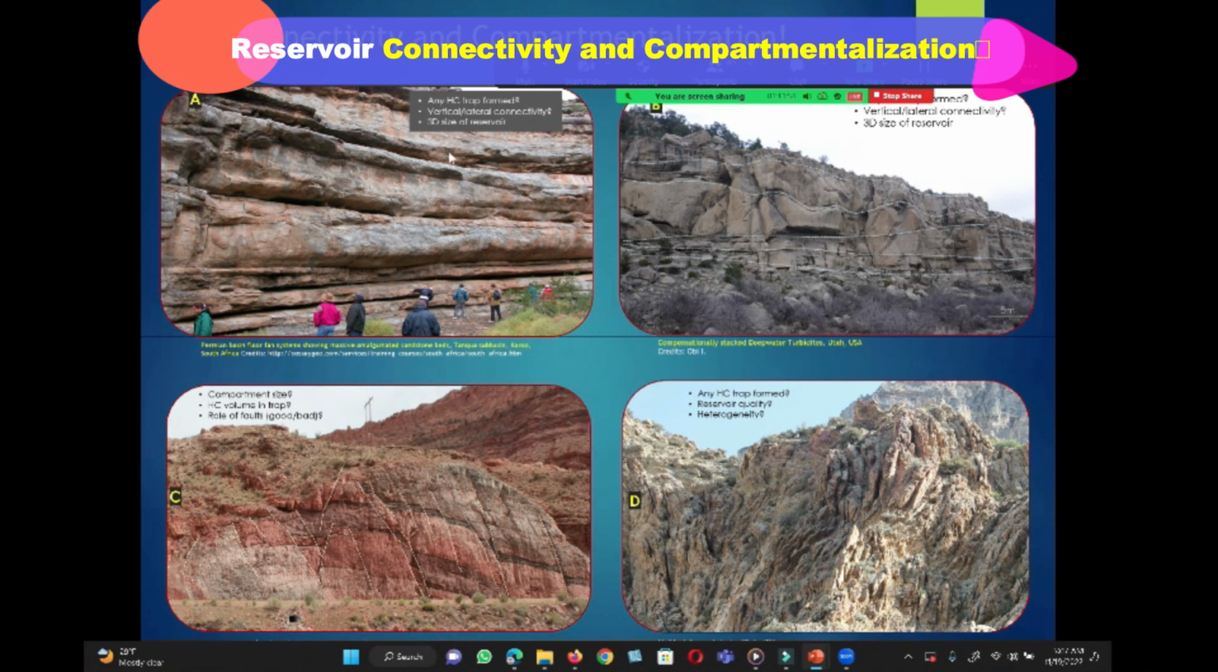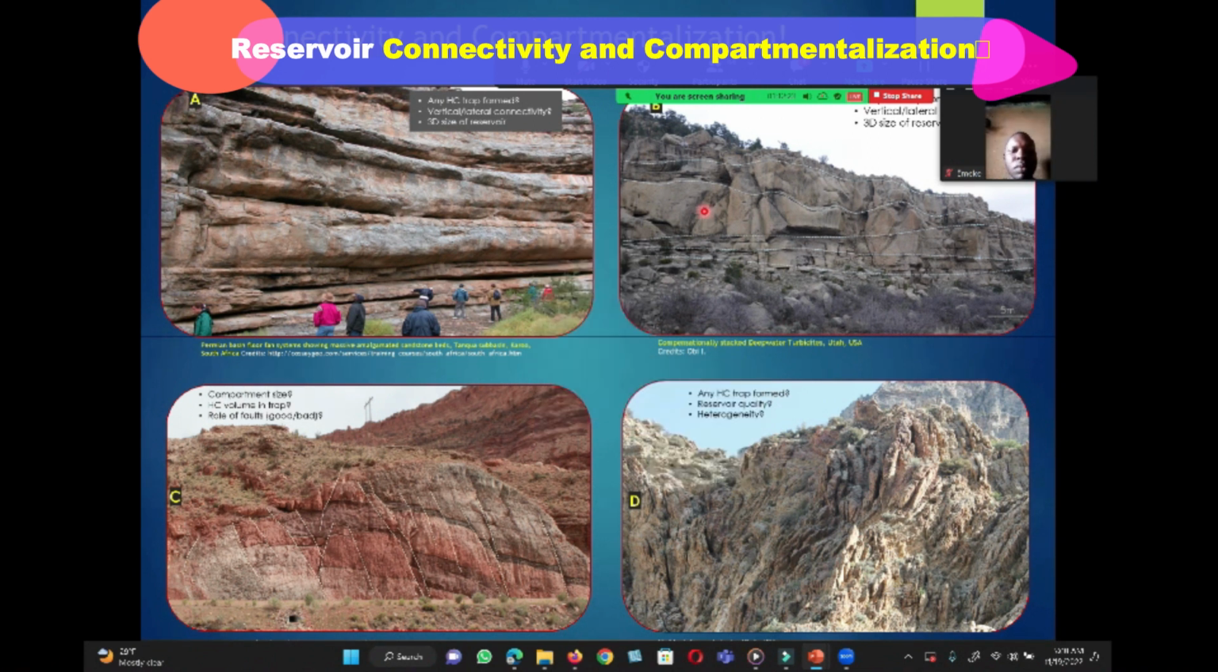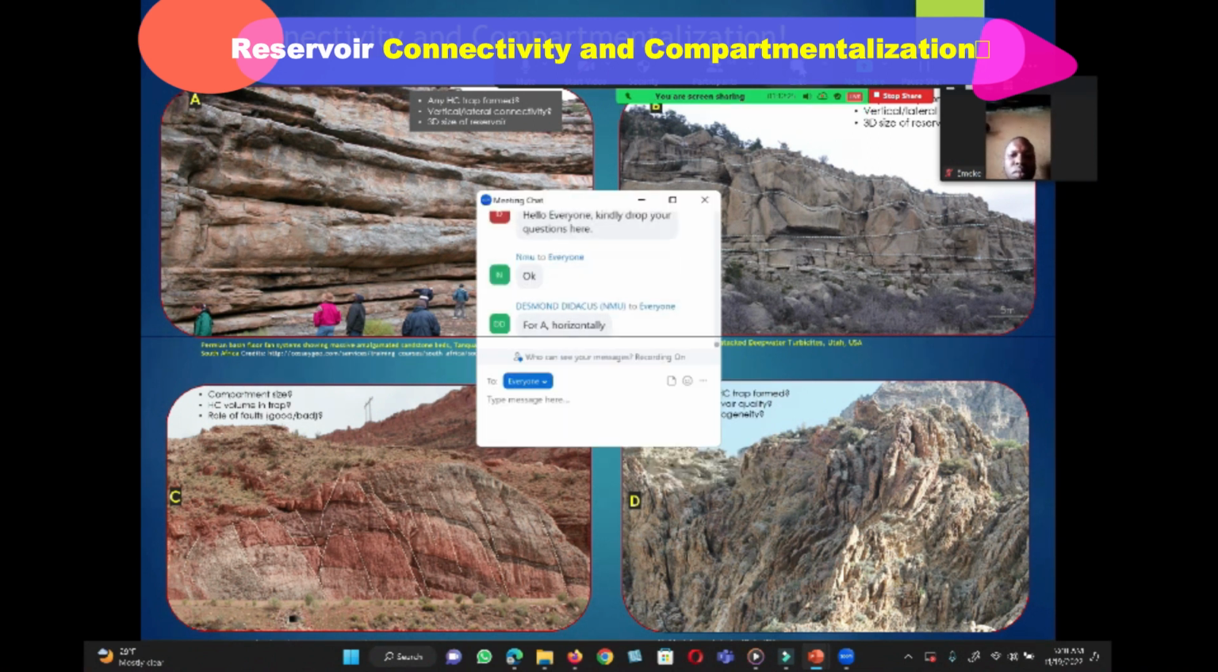What is the connectivity, both vertically and laterally? I'd like someone to type in the chat room, what do you think in terms of connectivity? For this figure A, are we going to have better connectivity horizontally or vertically? For A and B, what do you think? If I put a molecule of fluid in a particular layer here, will it move horizontally? Is it likely to move horizontally or vertically? Let me get your reactions.